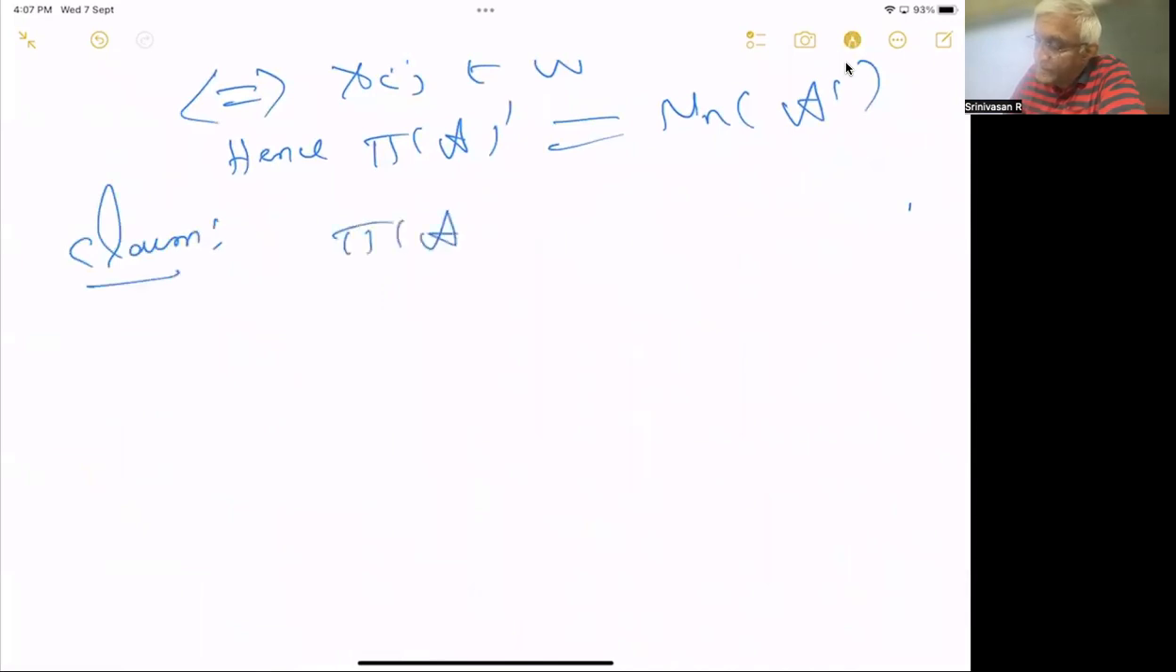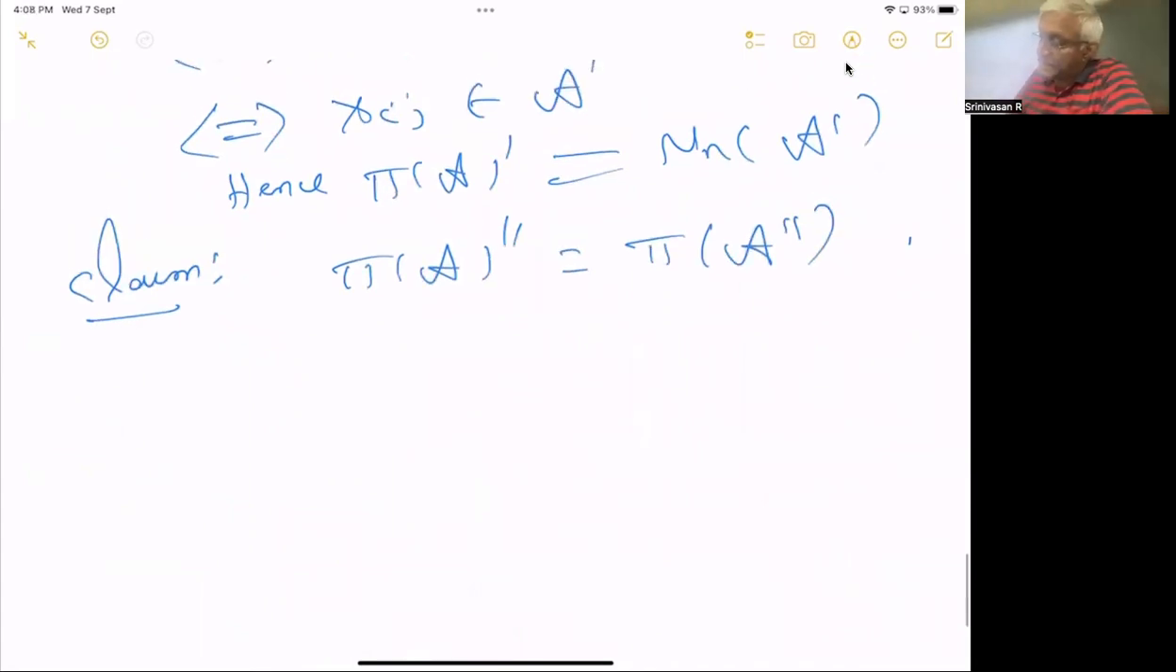Pi of A double commutant. That's what we want to see, which is just pi of A commutant. Pi just takes anything in Mn(C) and puts it as the diagonal entry in the bigger algebra, in the bigger space. I'm just saying pi of A double commutant is pi of A commutant. Now, what does it mean?